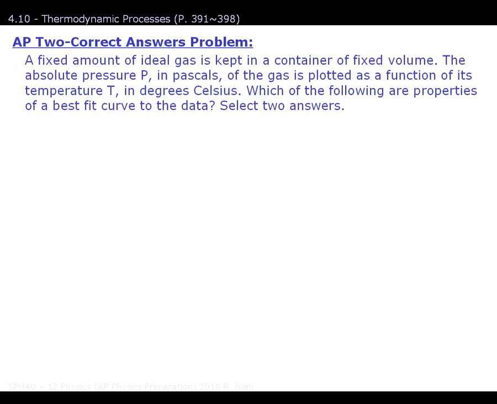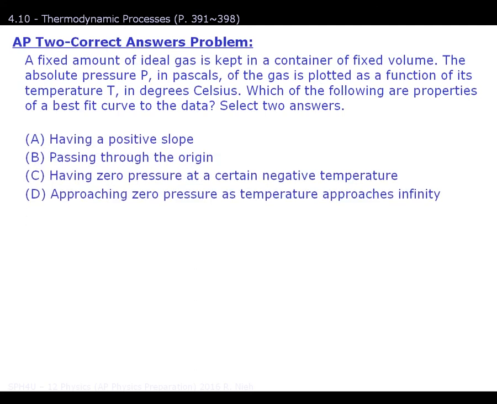There will be a few AP questions where the only way for you to receive that 1 full mark, you have to select the 2 correct answers. So a fixed amount of gas is kept in a container of fixed volume. The absolute pressure of the gas is plotted as a function of its temperature in degrees Celsius. Which of the following are the properties of a best fit curve to the data?